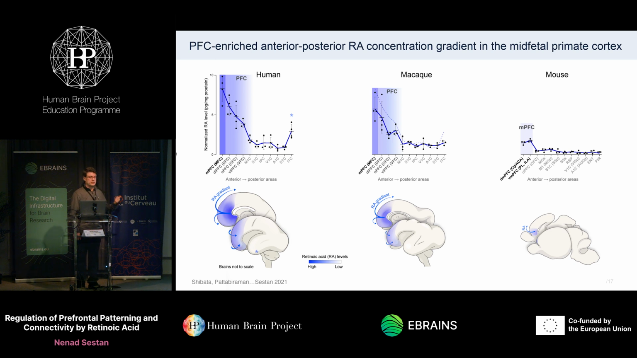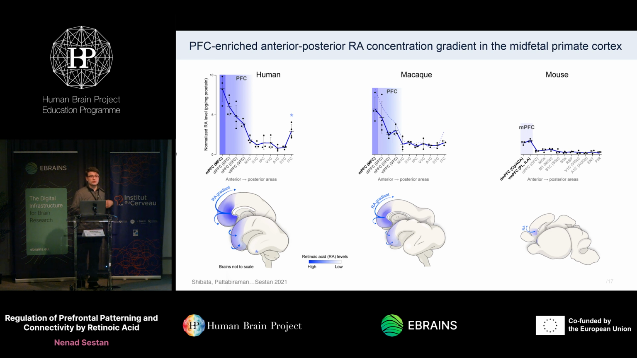This is at P0, which is equivalent age to early mid-fetal development in humans. And we could see retinoic acid only in the medial part that you and others have described as the mouse medial prefrontal cortex. So clearly there is a homology between medial prefrontal cortex in primates and mice.